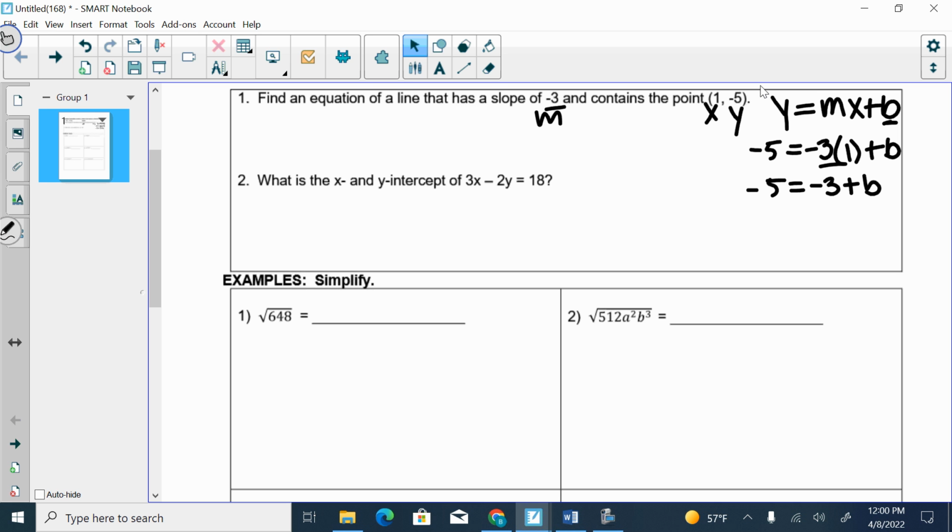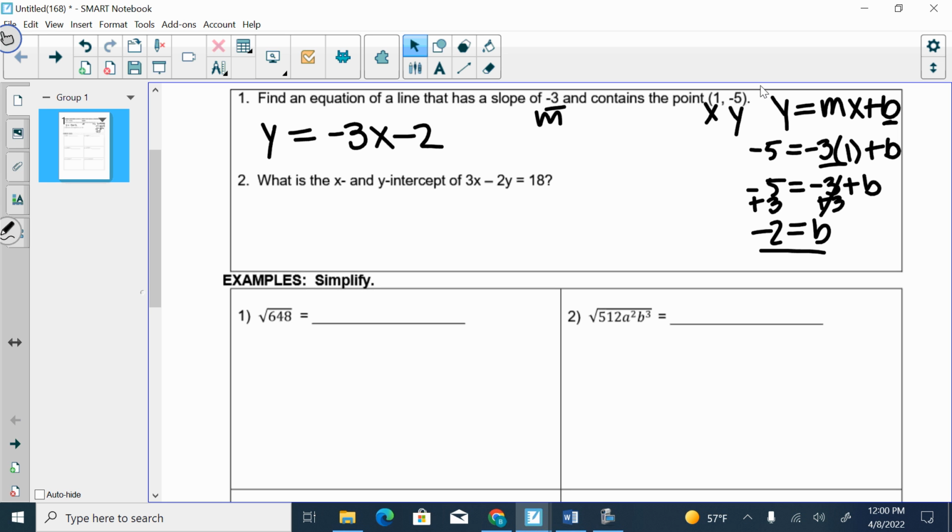And if I want to get b by itself, what are we going to do? Plus 3. And what is -5 plus 3? -2. Very good. So now I know that in the equation, b is -2. So I come over here. My equation is y equals, we said our slope was -3, so -3x, and then our b is -2.